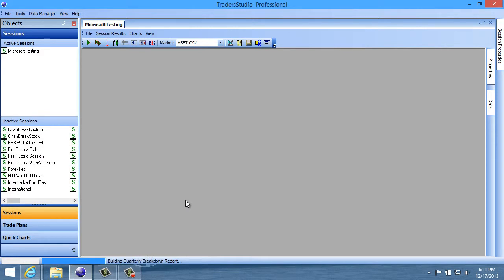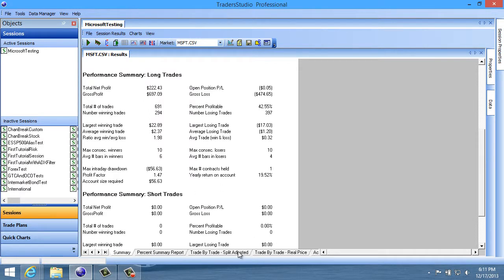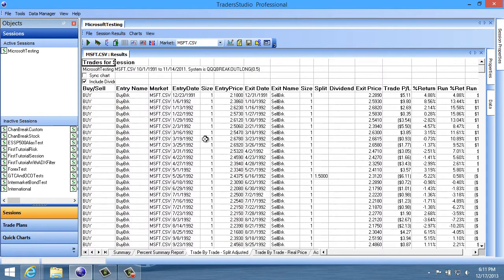We'll see our Trader Studio report. This will give us all the standard things that we would expect: the gross profit, the sum of dividends, and so on. But what's interesting is that we can take a look at the trade by trade in 2 formats. We can take a look at the trade by trade in split adjusted format. So this isn't the actual price of the stock. This is the price of the stock adjusted for splits. We can also take a look at the real price of the stock.